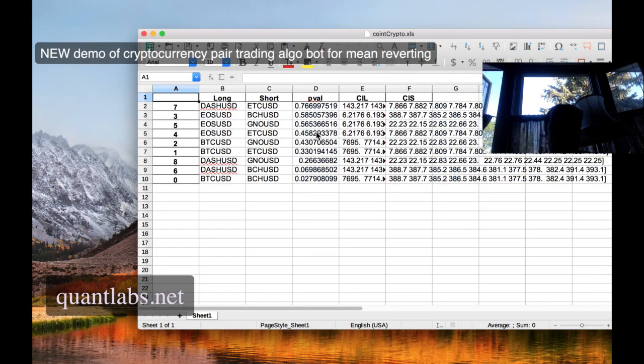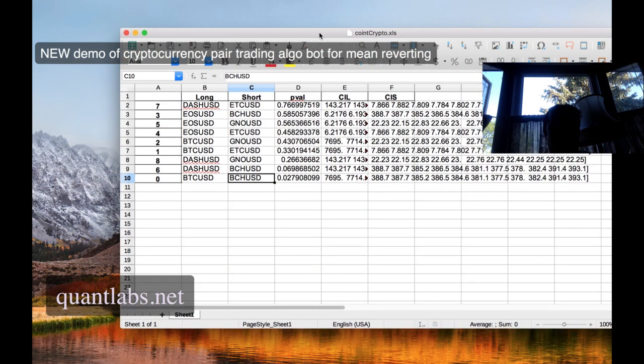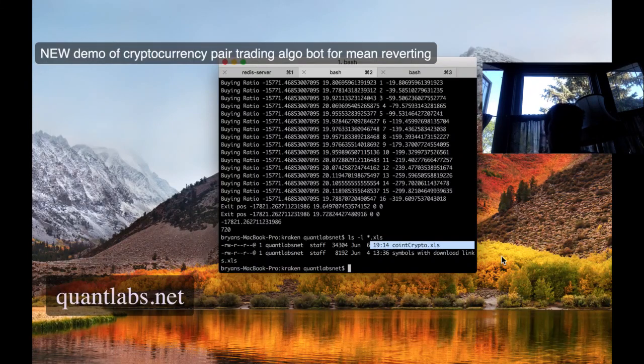There we go. Okay, great. So here we have what is the classic. The magic number we're looking for is a p-value less than 0.05. We have two pairs. Here's the long and short. Let me generate those reports while that's happening.